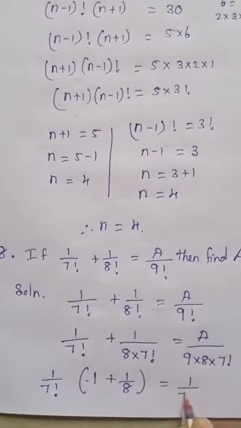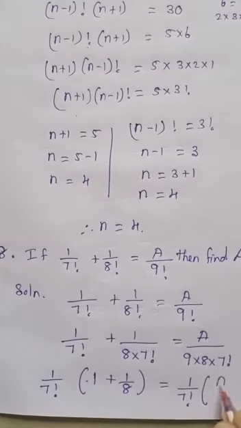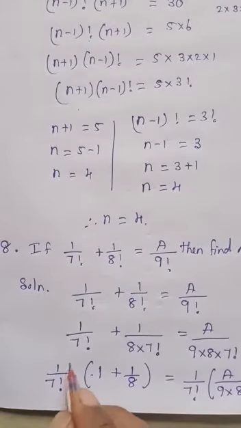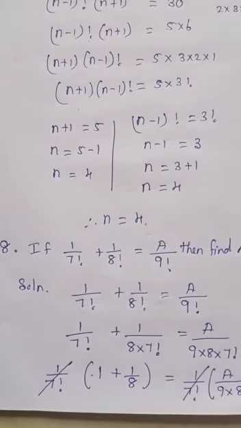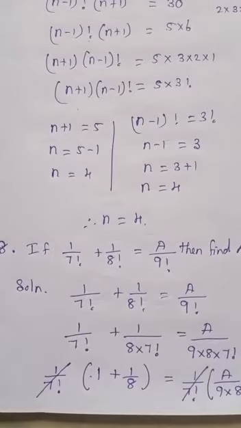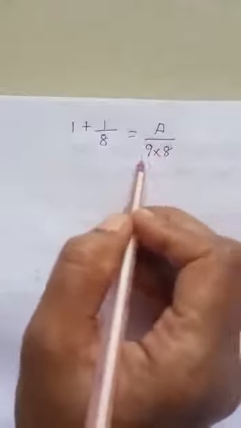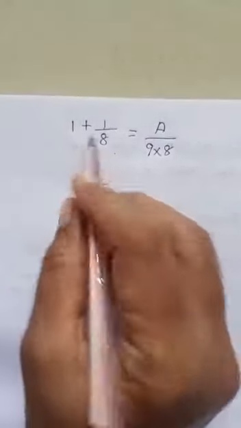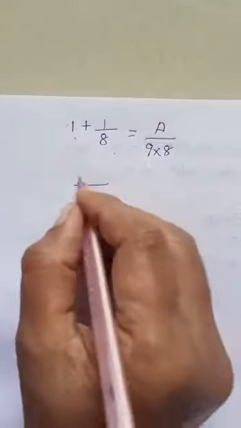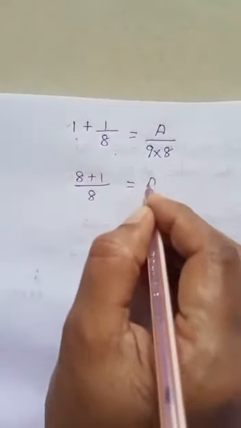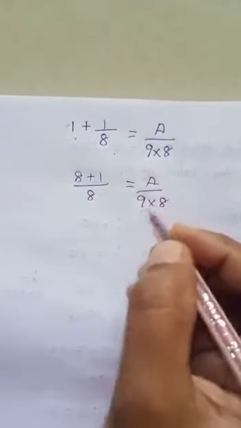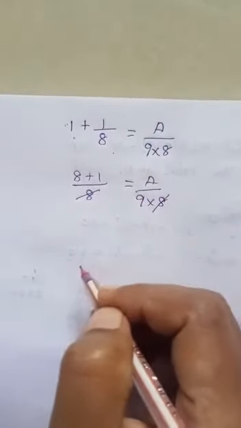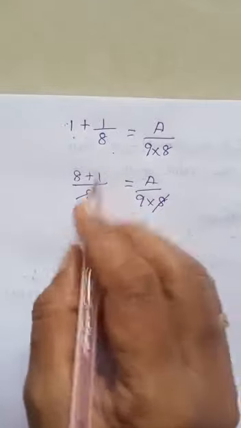Here also, if we take 1 by 7 factorial out, we will be getting a by 9 into 8. Is it not? Now both sides, 1 by 7 factorial and 1 by 7 factorial, will be getting cancelled. See, 1 plus 1 by 8 equal to a by 9 into 8. Simplify this. If we take LCM 8, here no value, we have to multiply by 8. 8 plus 1 is equal to a by 9 into 8.